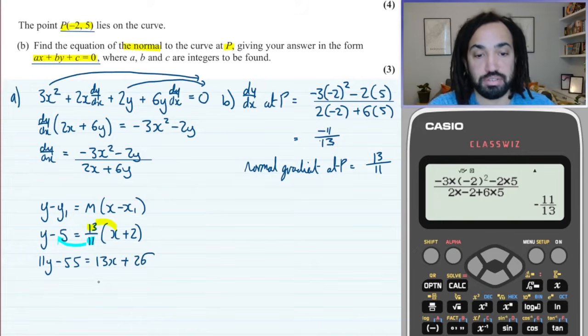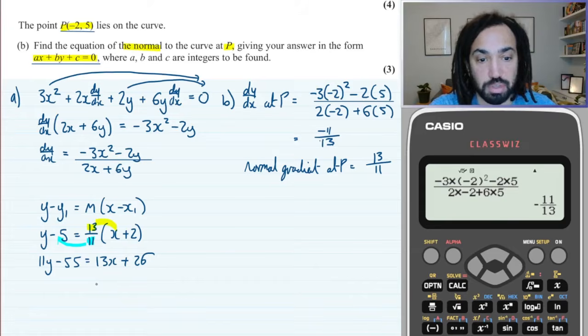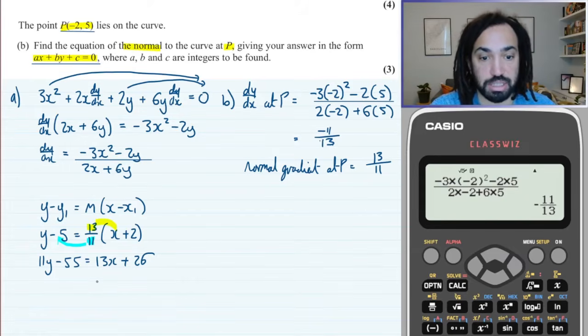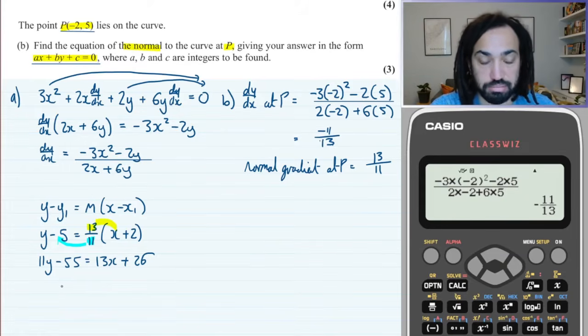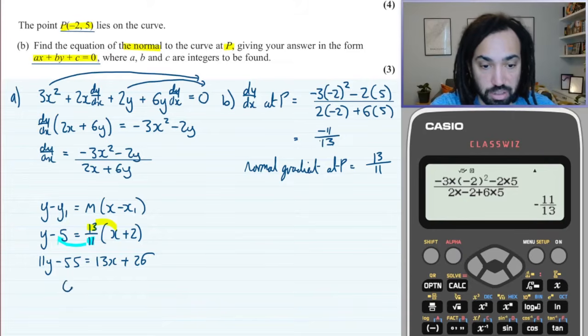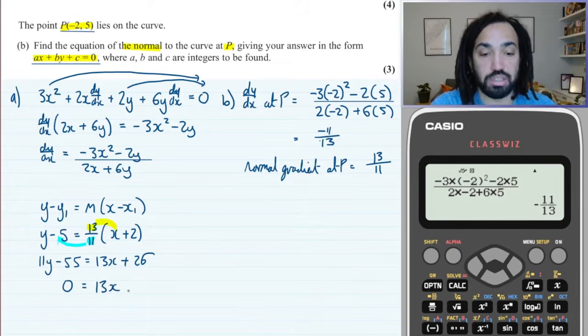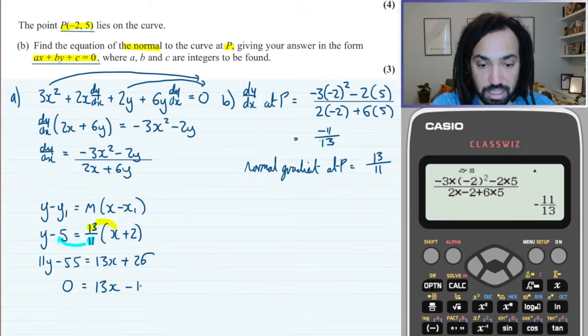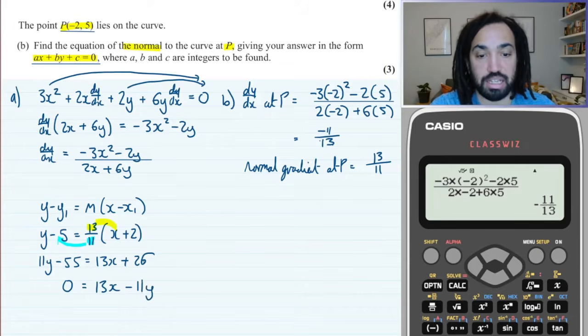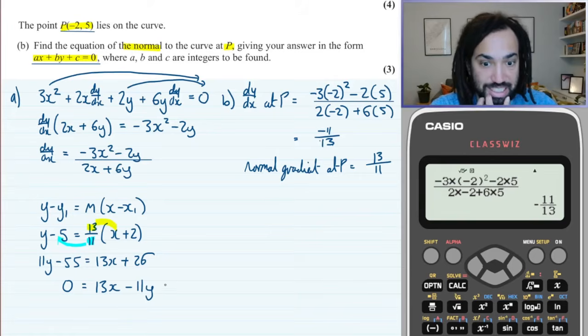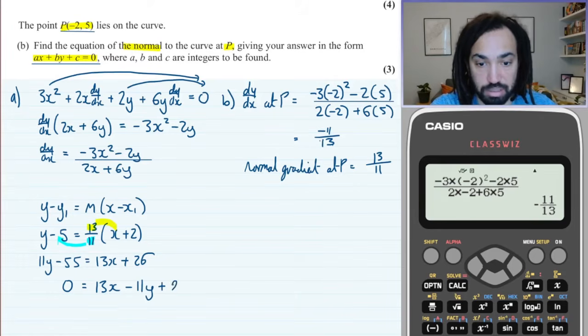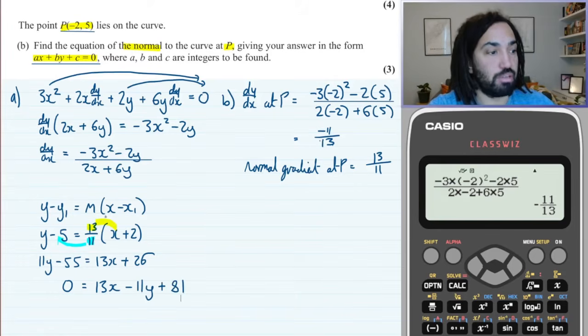And then all that's left to do now is to move it all over to one side. I guess it doesn't matter which side. So I'll just put it all over to the right side, just to keep as many things positive as possible. So 13x minus 11y, and then add 55 to 26 is 81, I believe. Perfect.